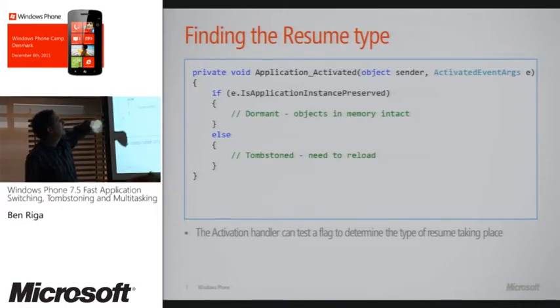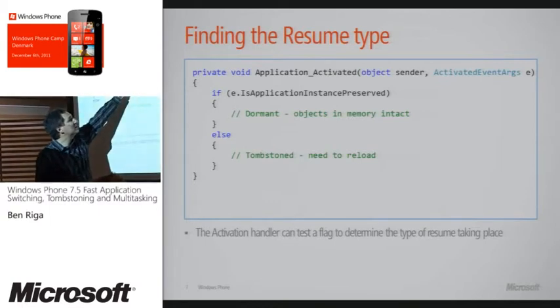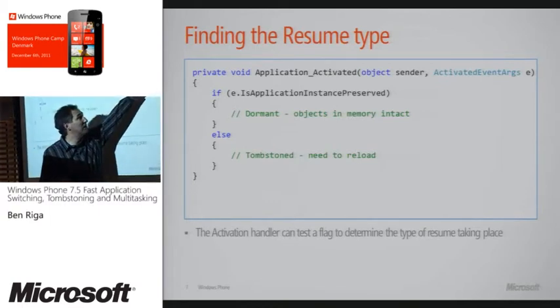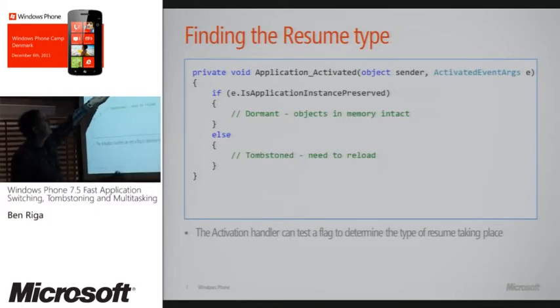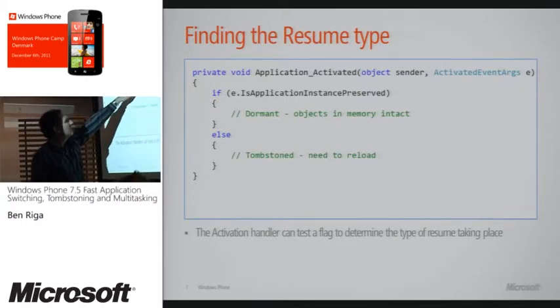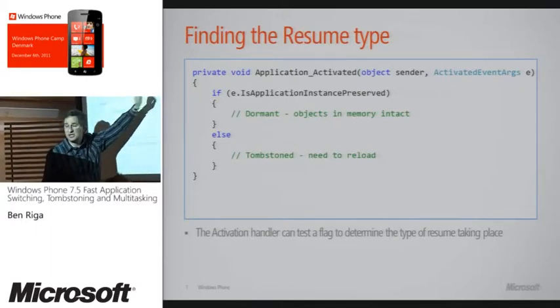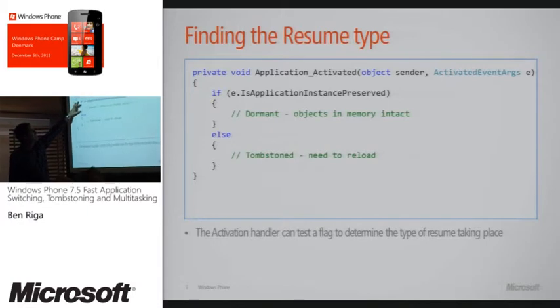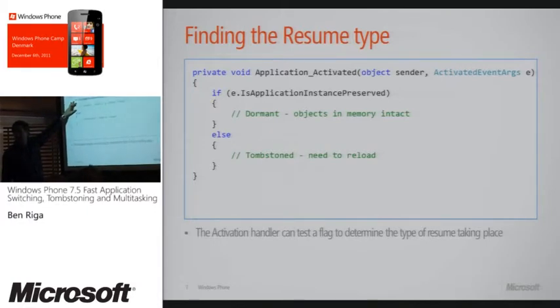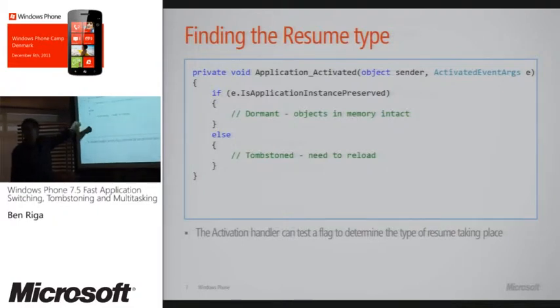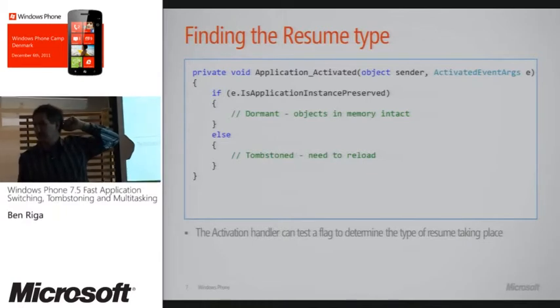You get your application activated event, and see, here are my activated event arguments. And as part of that, I would just check IsApplicationInstancePreserved. If it's true, that means I was dormant, and so my objects are in memory and they're intact. I don't have to do much. I still have to reattach resources and so on. But if I'm tombstoned, then I need to reload from isolated storage.